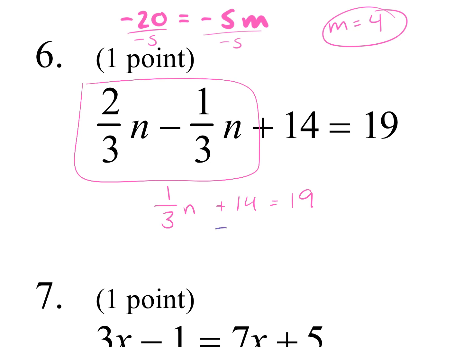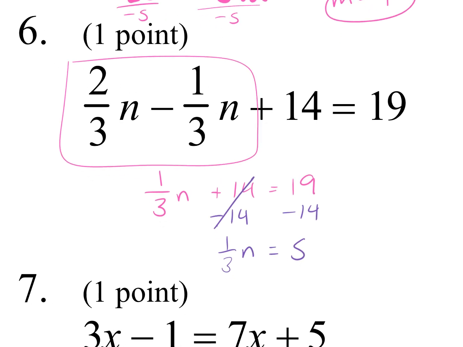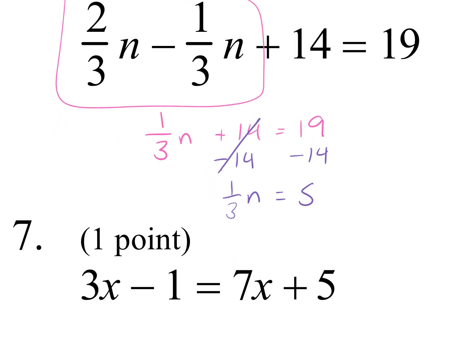Minus 14 on both sides next, because we're trying to get that n all by itself. So I have 1/3 n is equal to 5. Now what can I do? Awesome. To get rid of that 1/3, I'm going to multiply by 3. Because right now it's like we're dividing n by 3. So we multiply to get it to cancel. So n is equal to 15.